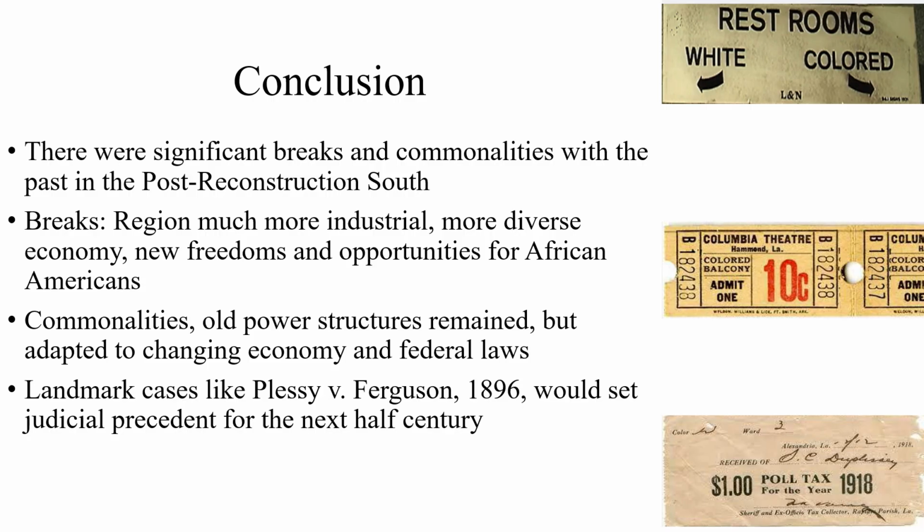There are, however, some commonalities. Many of the old power structures remain. The antebellum slavery era power structures remain, even though slavery has been abolished. White supremacist political and social systems, laws on the books, the Jim Crow laws, racist customs that keep Black people subordinated to white people, the Solid South, the idea that white people should all vote for the Democratic Party and they should vote as a race rather than as a class, because in many ways poor white people had more in common with African Americans than they did with the white upper class. Those are old power structures that will remain in the post-Reconstruction and Gilded Age era South.